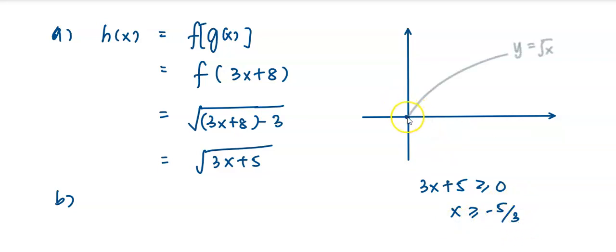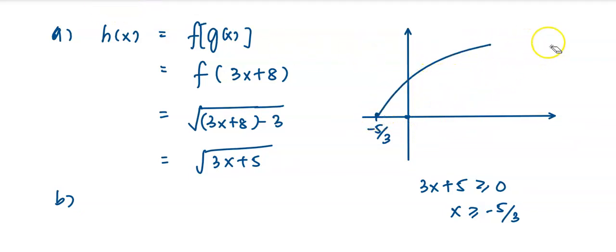Meaning that our point here, which is my square root of x, this is my reference point. This point at (0, 0), originally it is at (0, 0). Now it's shifted to negative 5 over 3. And the shape will follow the same shape like this. So you will erase this basic graph, then you have this graph as y equals h(x).